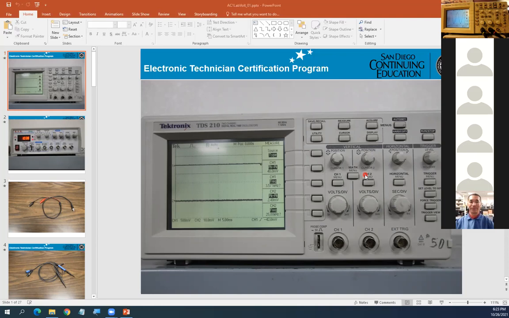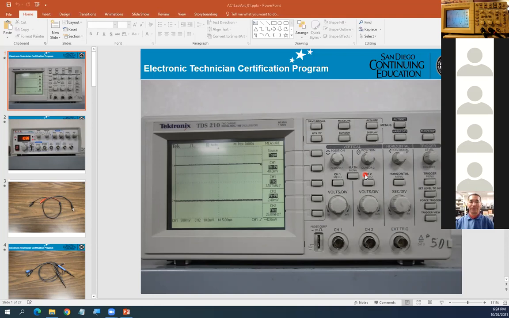For an analog scope, if you want to measure V peak to peak of the sine wave, you have to set the volt per division, and you have to count how many divisions in order to get the V peak to peak. However, with a digital scope, they do it for you.